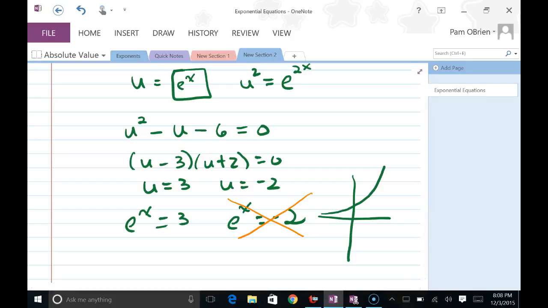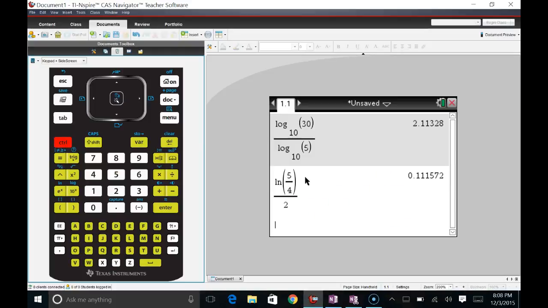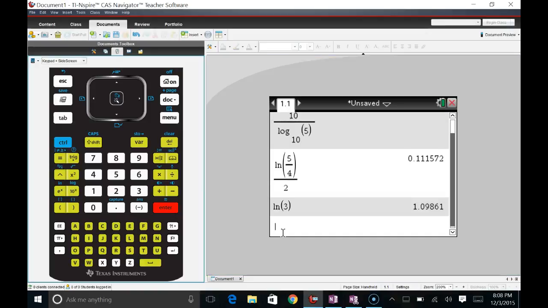But now let's go to the other side, and I need to again get the variable out of the exponent. Since my base is e, I'm going to take the ln of both sides. And the ln of e to the x is x, which equals the ln of 3. This is an exact answer. If I want an estimate of it, I would go into my handy-dandy calculator and do the ln of 3, and I'd get, let's round this to 1.10.